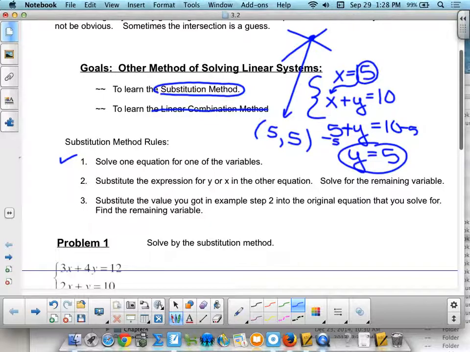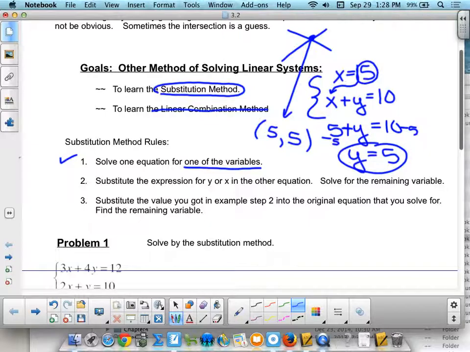Okay, so now, if you read what this says, step 1 in the substitution method says: solve one equation for what? One of the variables. Now see, that was already solved for x. That was an easy one. So if you have to solve for one of the variables, which one? Which variable would be easy? Why x? Because you're used to solving for x.